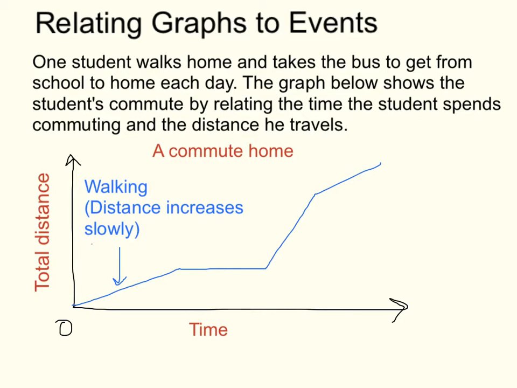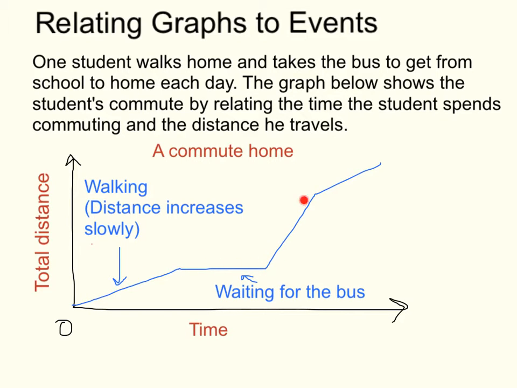So what happens at the part where it looks like he stops moving? Now you can't just say he stops, but what could he be stopping for? Well, if he's taking the bus home, he's probably waiting for the bus. Now what happens here? He starts going again, but his walking distance is slow. So what do you think? He's waiting for the bus.